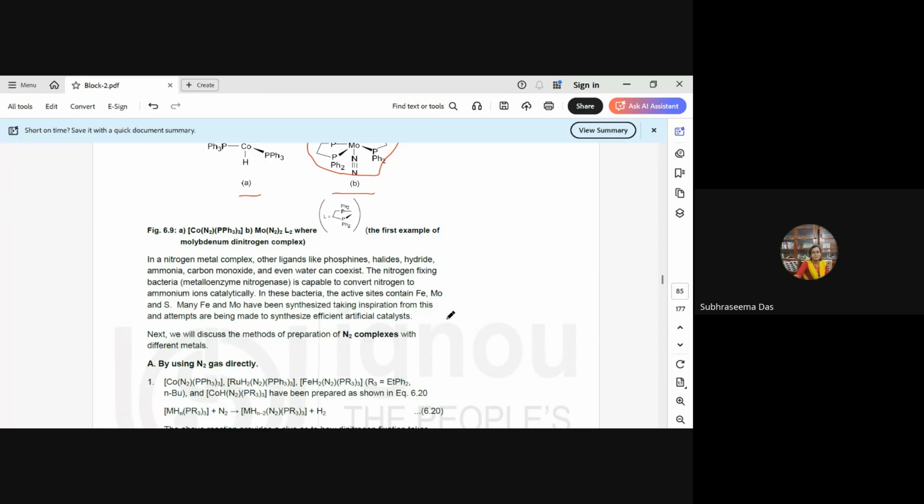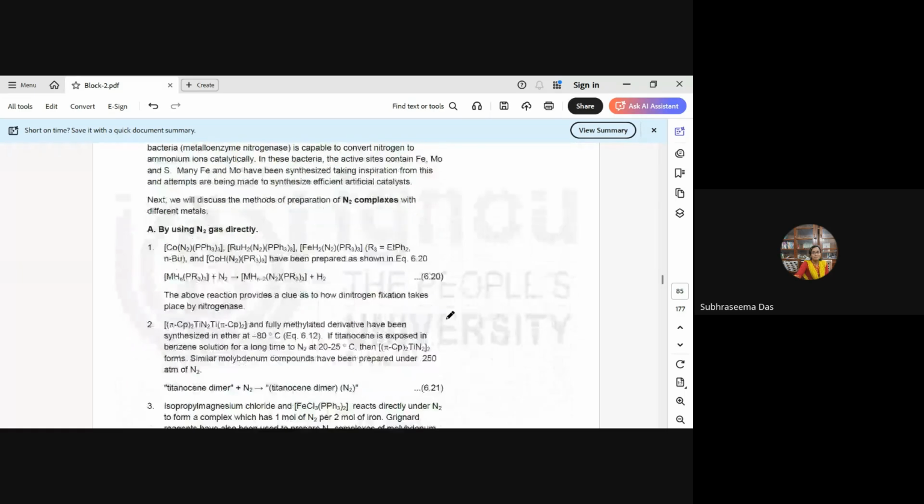The nitrogen-fixing bacteria, which we call nitrogenase, are capable of converting nitrogen to ammonium ions catalytically. In this bacteria, the active sites contain iron, molybdenum, and sulfur. Thus many iron and molybdenum complexes have been prepared and used to make artificial catalysts.